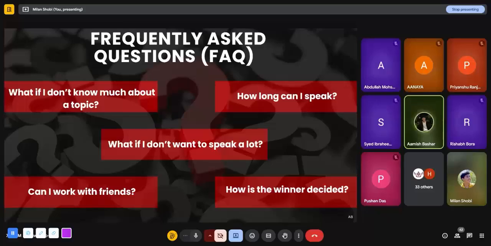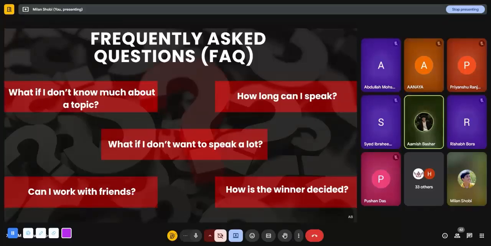The first question is, what if I don't know much about a topic? That's completely okay. We are not expecting you to be an expert. What matters is your effort. Read a basic summary of the topic and your country's position. Try to speak with confidence and try to contribute. Listen to others and build on what they say. Also, use general knowledge and logic.